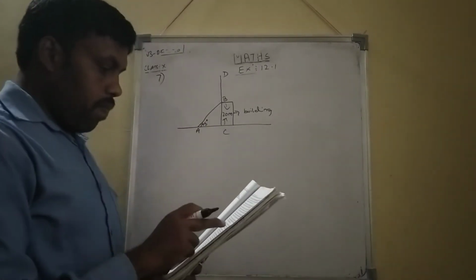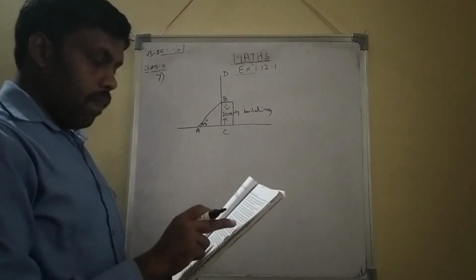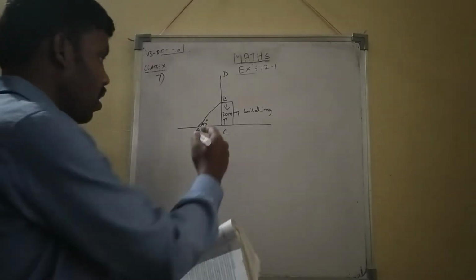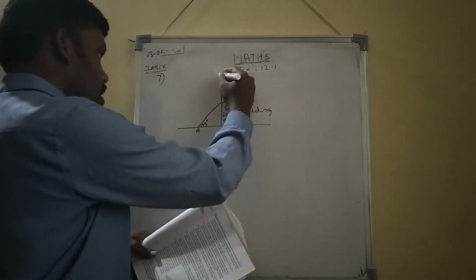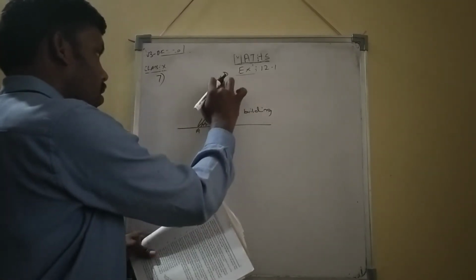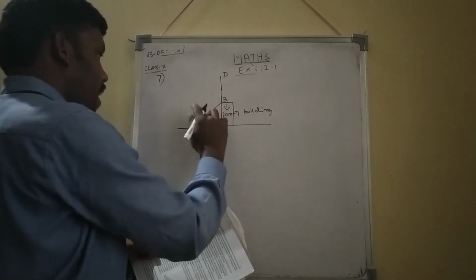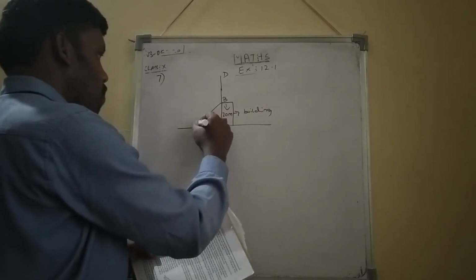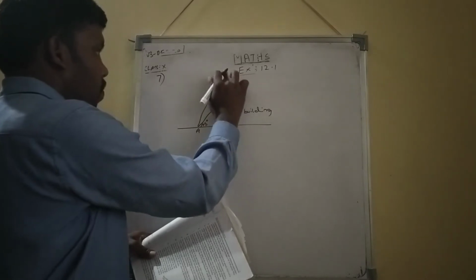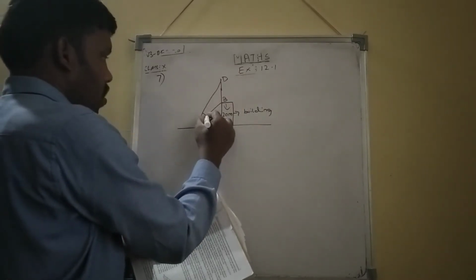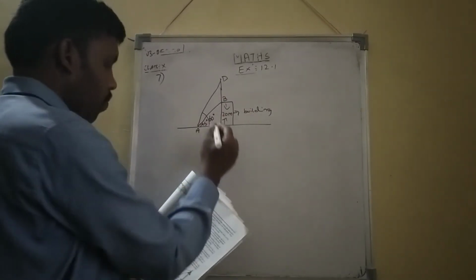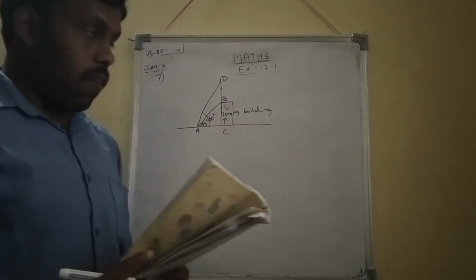And for the top of the transmission tower it is 60 degrees. So the top of the transmission tower is D. So we'll draw, sorry. Let us take this point as D. So this is 60 degrees. Okay, so we have to find the height of the tower.